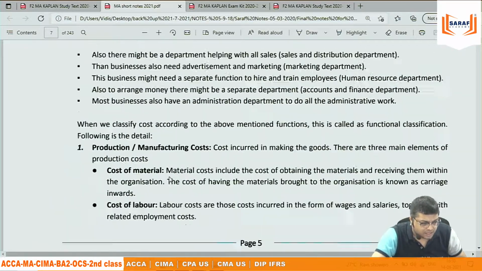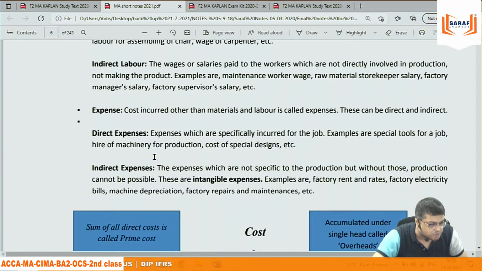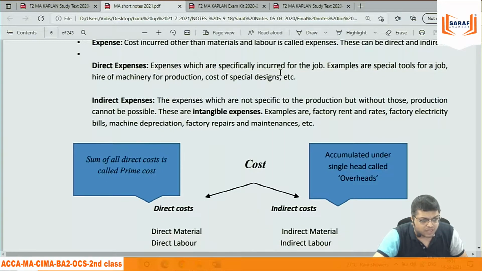First thing. Second thing, if we read the explanation of direct expenses, cost incurred other than material and labor is called expenses. They can be direct or indirect. Direct expenses are expenses which are specifically incurred for a job. Examples are specific tools for a job, hire of machinery for a production, cost of special design. Indirect expenses are not specific to production; without those, production cannot be possible, intangible. An example is factory rent.